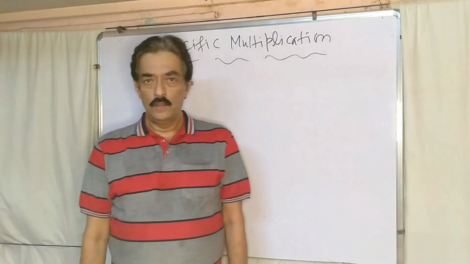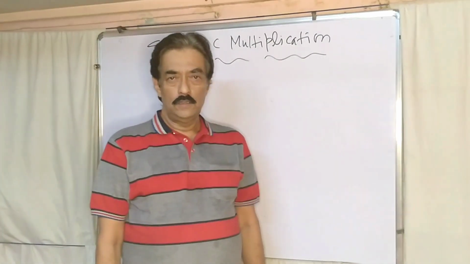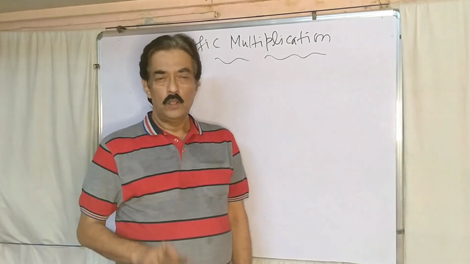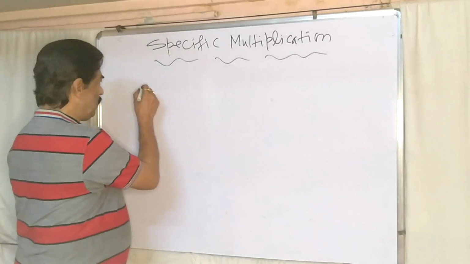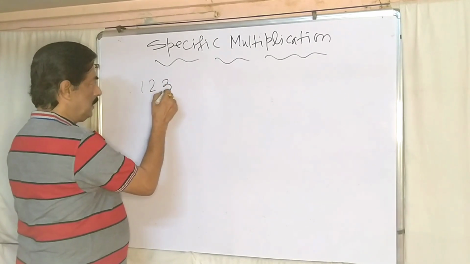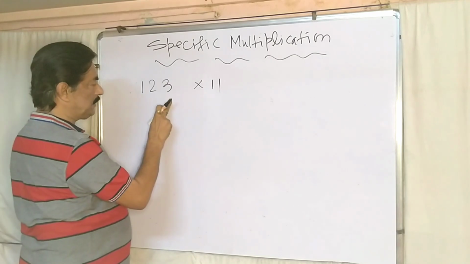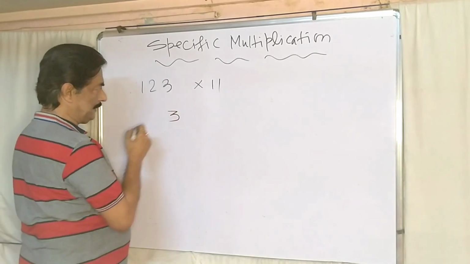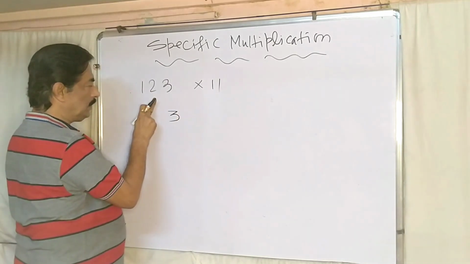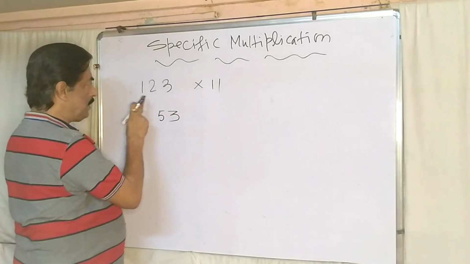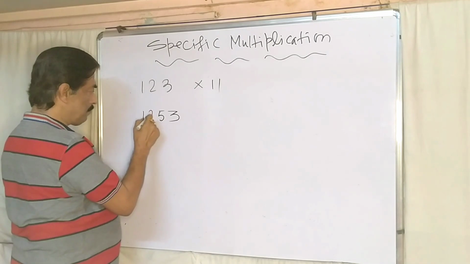Hello everyone. Today our new topic, multiplication by specific number. One example. Say 1, 2, 3 and you have to multiply by 11. In the normal rule, 11 into 3, 33, 3 carry 3. 11 twos are 22, carry 3, 25. 5 carry 2. 11 ones are 11 and 2, 13.